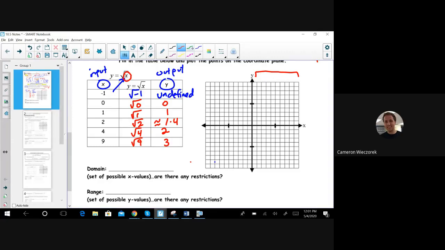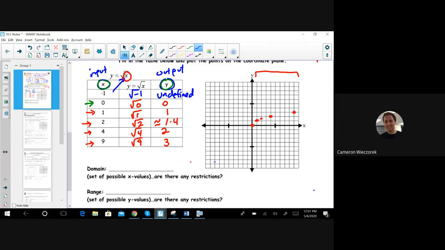So I'm just going to plot these as ordered pairs. Here's my x value, here's my y value. First one I'm going to plot is 0, 0. Now I'm going to do 1, 1. Now 2, 1.4, so about there. Then 4, 2. And then 9, 3. And this could keep going. I could use 16 and 25, but you get the idea.